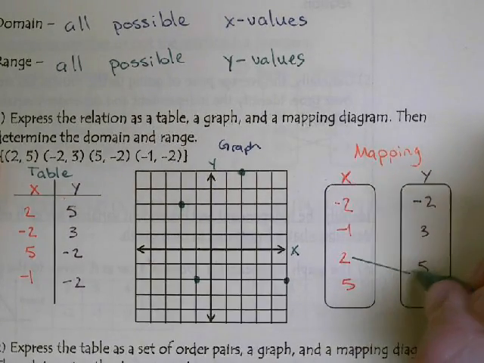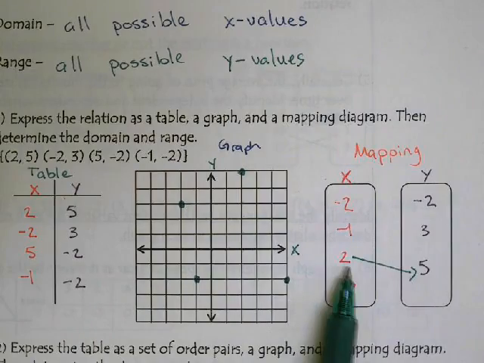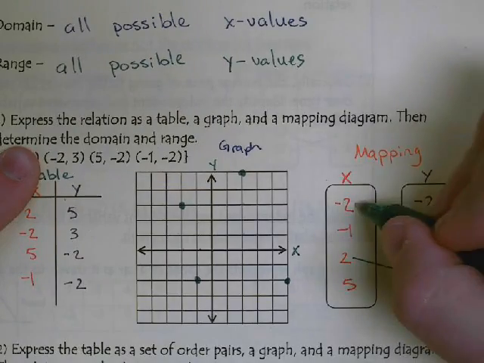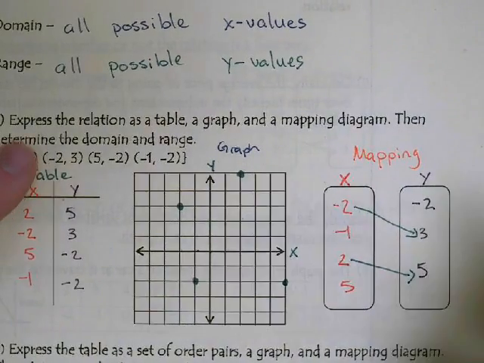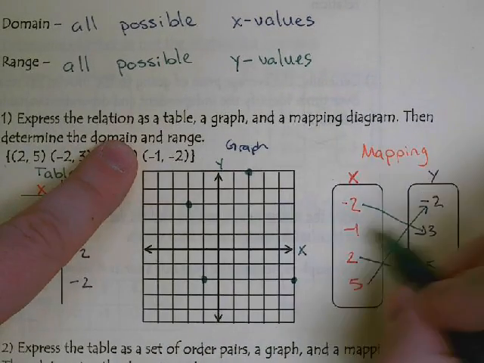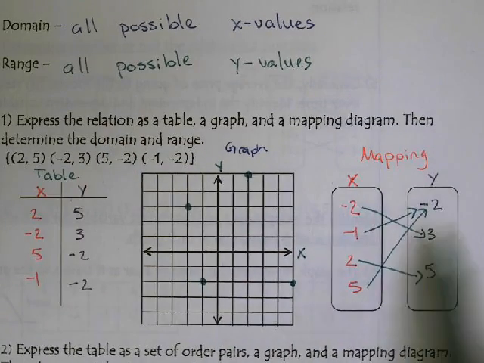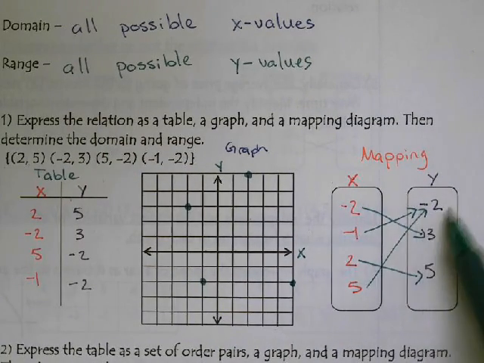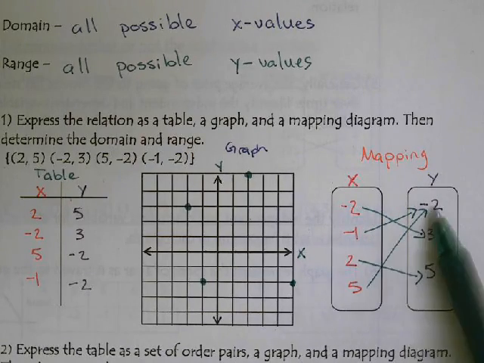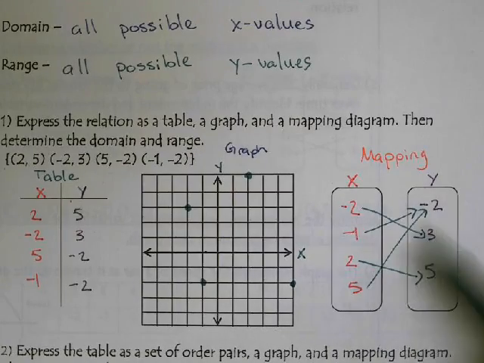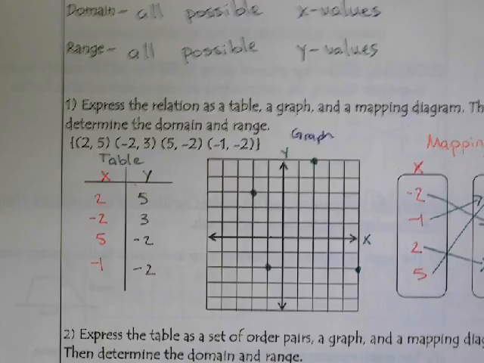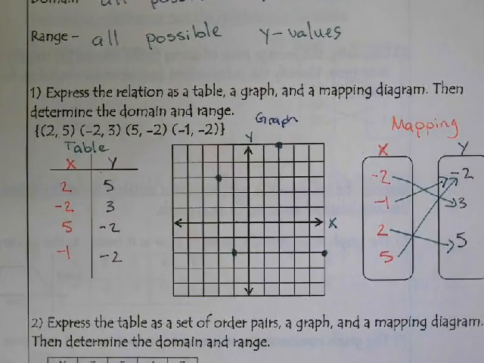Kind of like a map where the arrow points in the direction where if I start at 2, I end up at 5. If I start at -2, I end up at 3. If I start at 5, I end up at -2. And if I start at -1, I end up at -2. So this is exactly why, for the 5 and -1, we only need one -2, because I'm just drawing an arrow to represent where, if I'm starting somewhere, it ends up. So we can have two arrows end up at the same value. So that's how we can do a table, graph, and mapping.